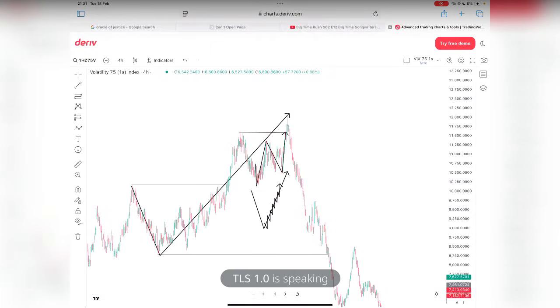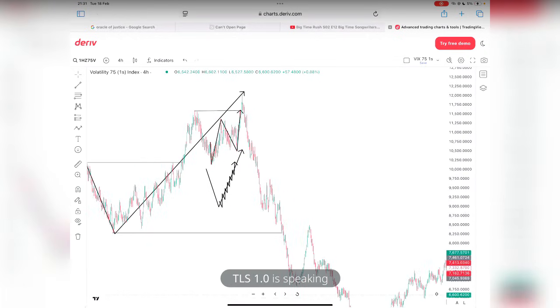Okay, the change of character occurred here. Now let's go to today's topic, which is order flow. What is order flow? Order flow is simply price movement in a particular direction without an interference or interruption.